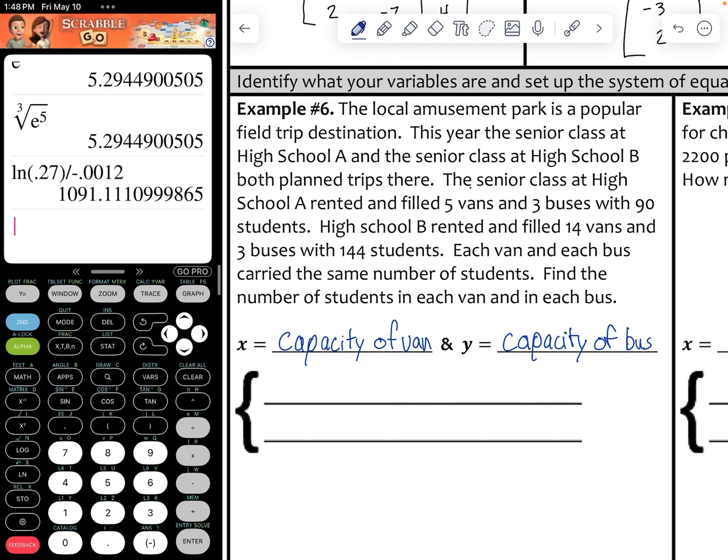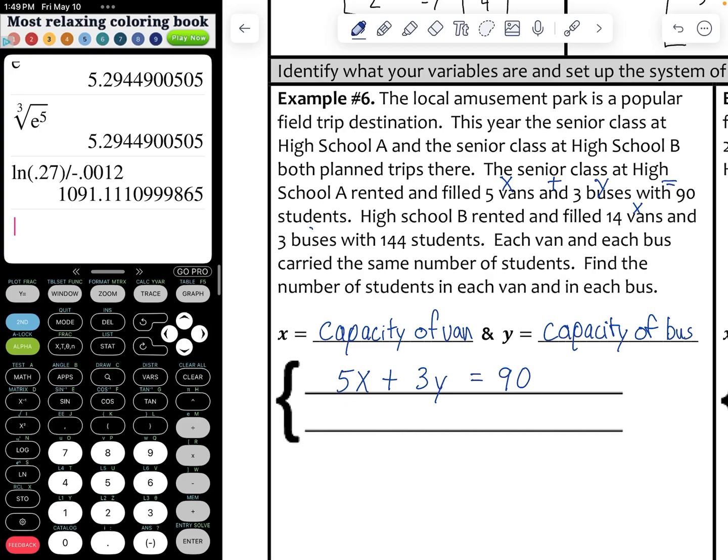Okay, high school B had 14 vans. Vans are X, and 3 buses. Buses are Y, and that was a total of 144. So we had 14x plus 3y equals 144. If we were to continue this on, we could set that up into a matrix, and as you learn more about matrices, even be able to solve the system of equations by using matrices.